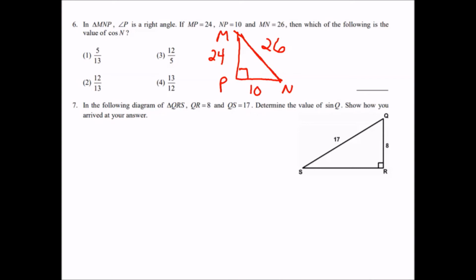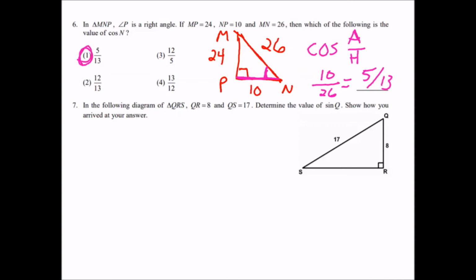All right, so then which of the following is the value of cosine N? So N is our reference angle. For cosine, we need adjacent over hypotenuse. So the adjacent side would be 10. The hypotenuse is 26. If we reduce that, we get 5 over 13, which is choice number 1.